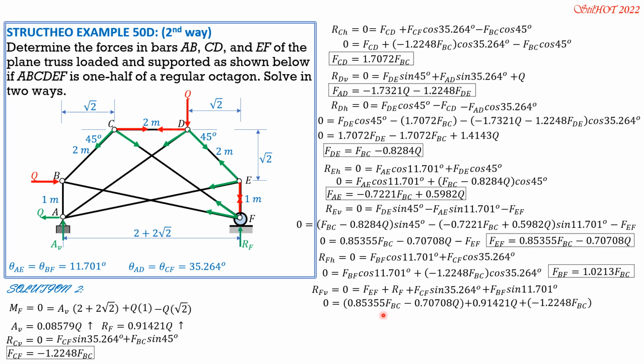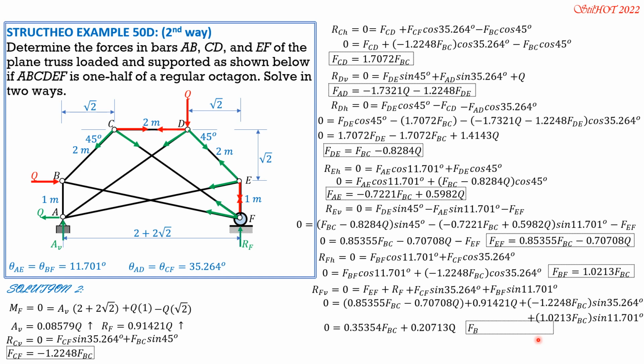So using your calculator, let's combine all the FBCs and all the Qs. 0 equals 0.35354 FBC. After we combine, then for Qs, 0.20713 Q. Use your calculator there. Finally, FBC is, in terms of Q, negative 0.58587 Q. Negative 0.20713 Q divided by 0.35354. That's the answer. That's FBC in terms of Q.